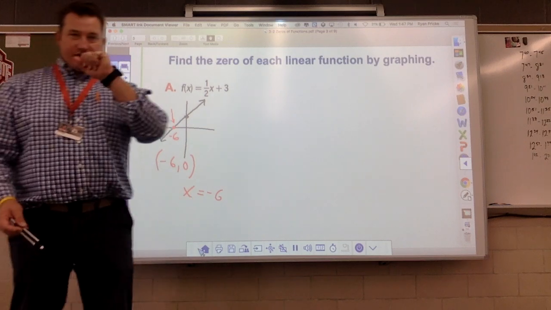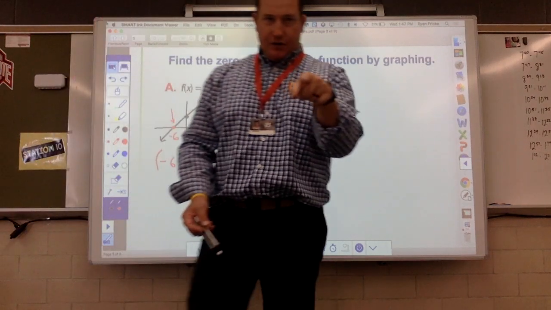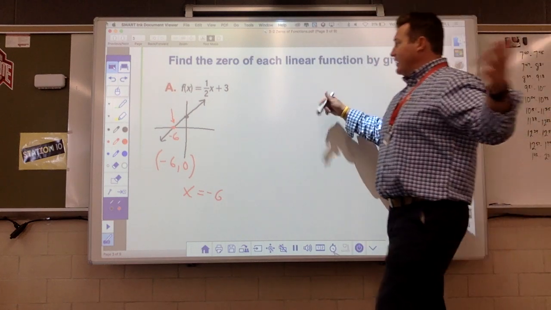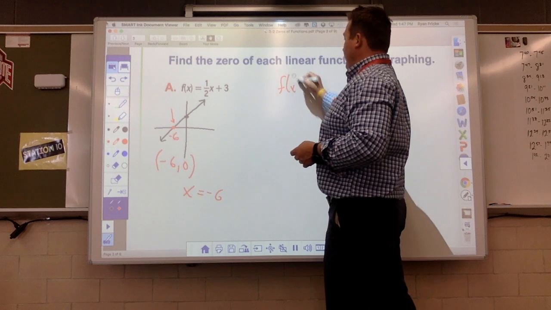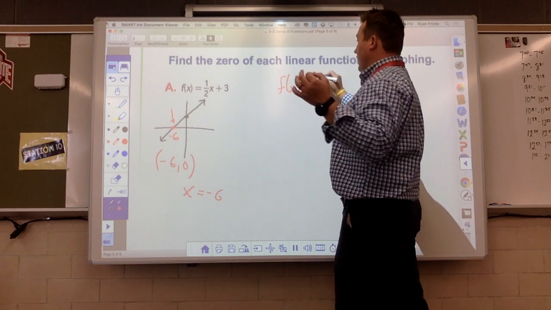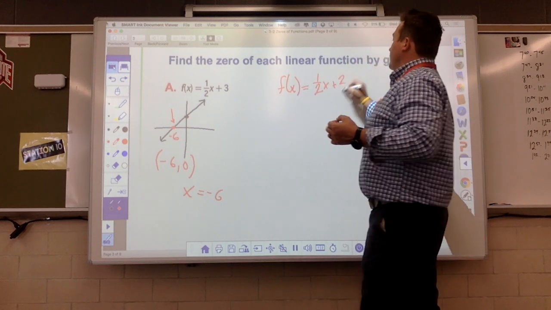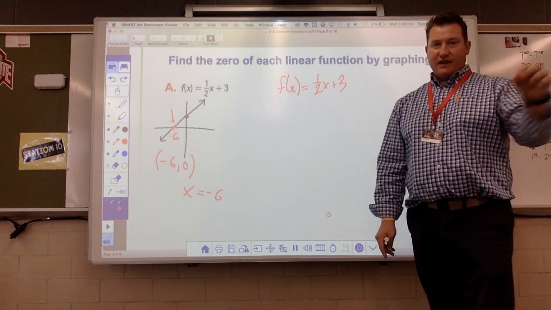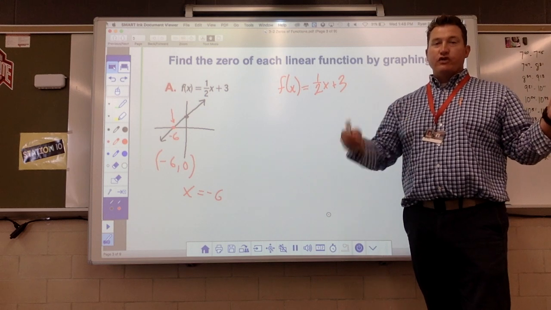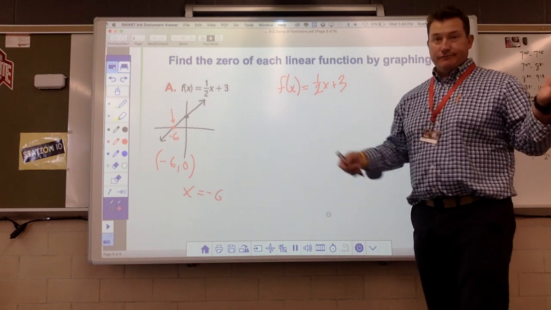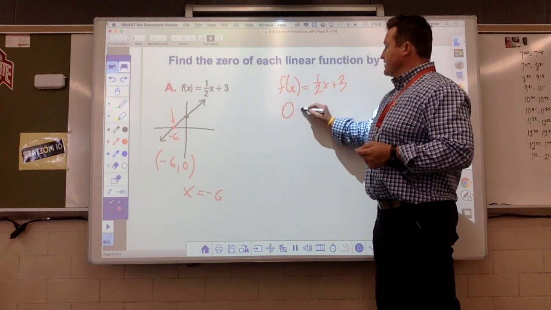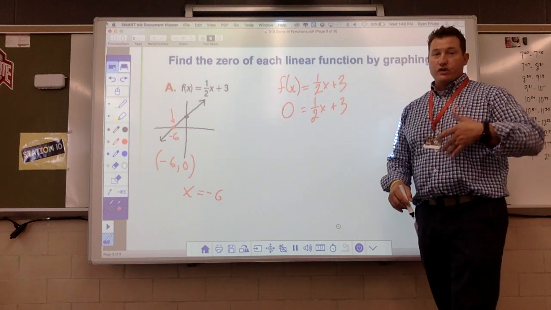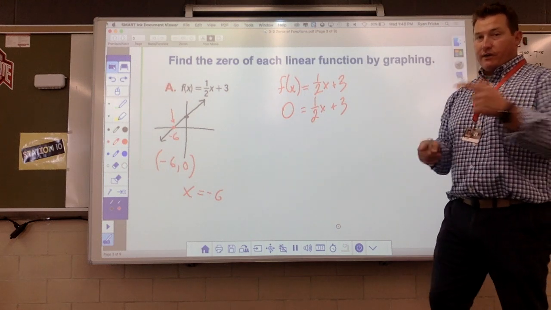Okay? What if we solve this with a little bit of math? You guys want to do this? Of course you do. Why wouldn't you? It's fun. All right, here's what we got to do. Here's my function, f of x equals 1/2 x plus 3. To find this algebraically, all we have to do is replace f of x with 0. When you do that, solve the equation for x. So watch what happens here. This turns into 0, okay? Solve this equation for x, right? We should be really good. Move 3 over there, get rid of the 1/2.